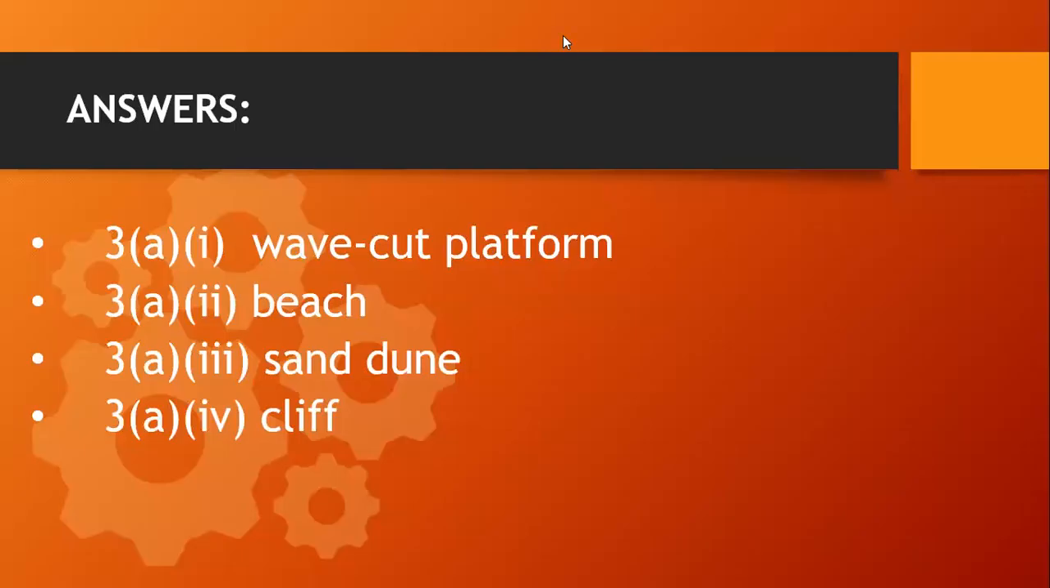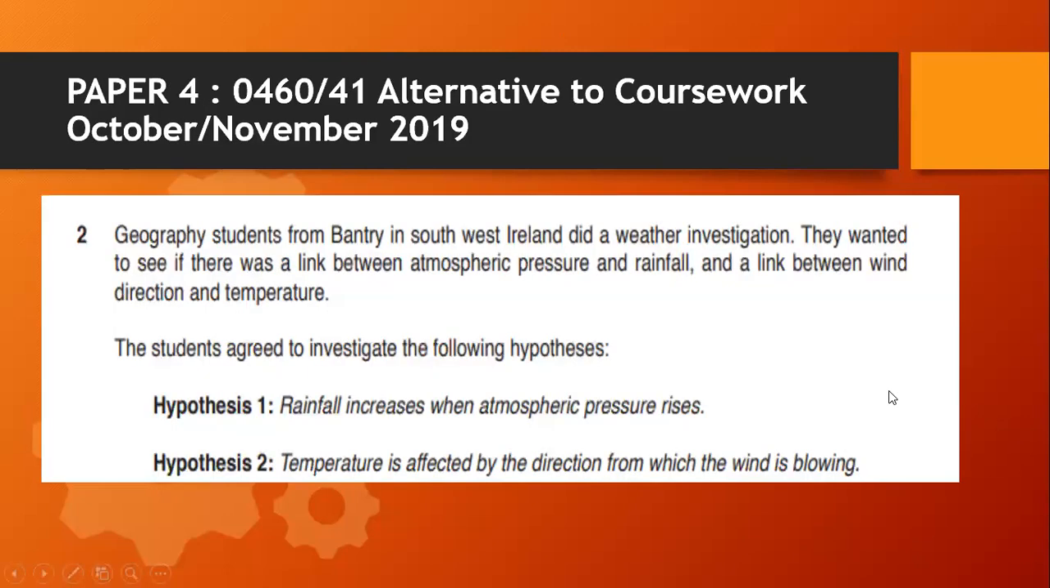Okay guys, let's continue into our paper 4. Paper 4, which is 0460/4, is the paper which is the alternative to coursework. And yeah, I have a sample question from October-November 2019 paper. Geography students from Pantry in Southwest Ireland did a weather investigation, and they wanted to see if there was a link between atmospheric pressure and rainfall, and the link between wind direction and temperature.